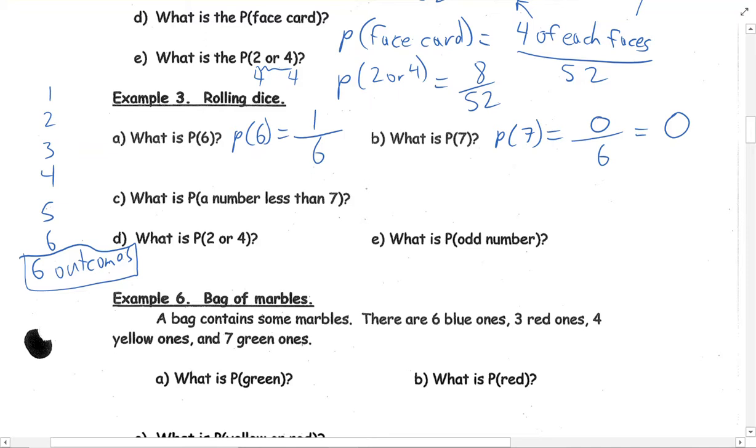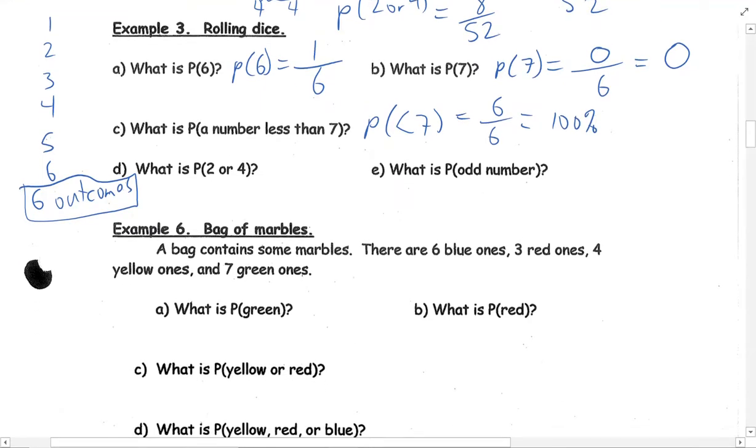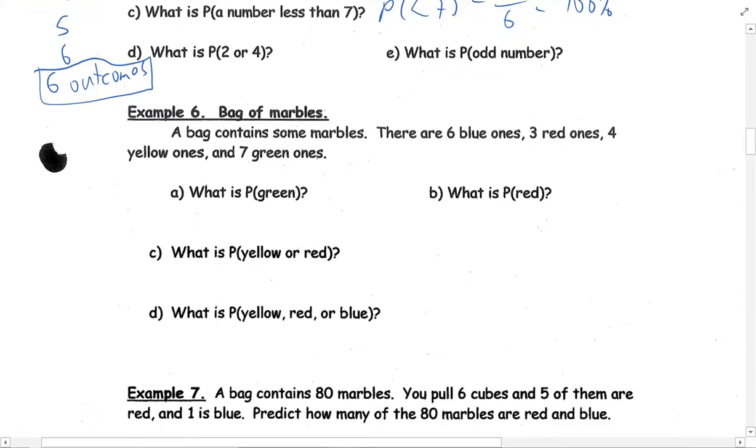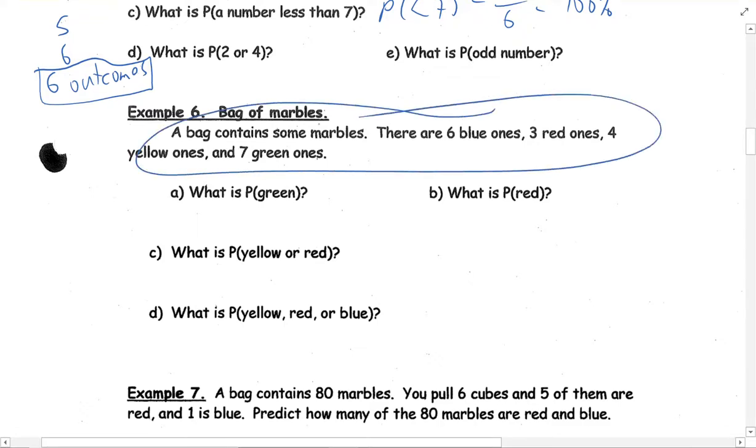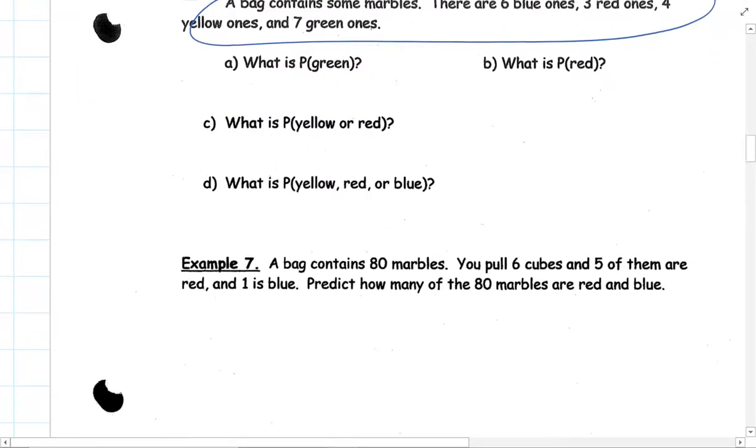Probability of a number less than 7. Well, how many numbers are less than 7 on a dice? Well, there is 6 out of 6, so it would be 100%. Okay. Probability of 2 or 4, you guys can work through that one. Here's a bag of marbles, so you're going to have to count, okay? So you complete these ones, and I'll post the answers up, all right?